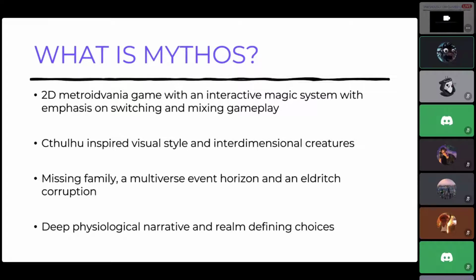The story revolves around you coming to your parents' home, discovering your family is missing, and your house transformed into this kind of multiverse event horizon where all these dimensions are interlocking and breaking. There's also this eldritch corruption that is going around and corrupting the denizens, making them the worst versions of themselves, and providing a more psychological narrative where your choices will either doom or save all those dimensions.